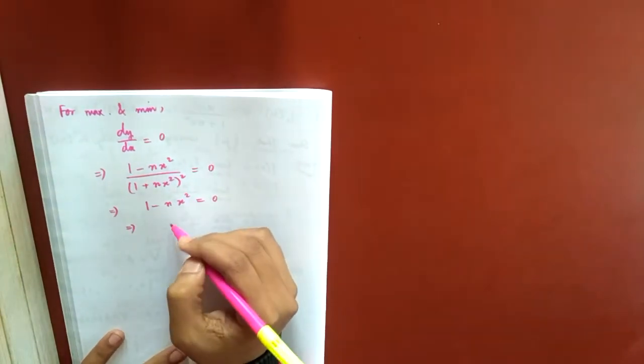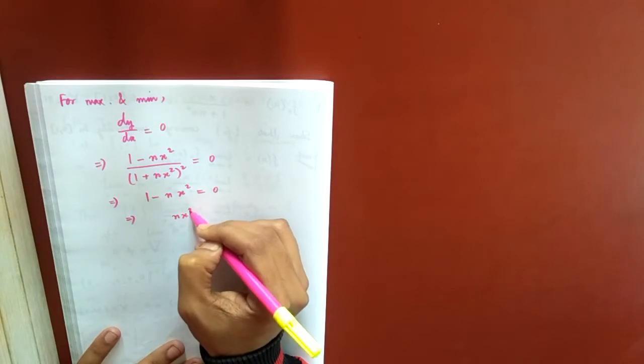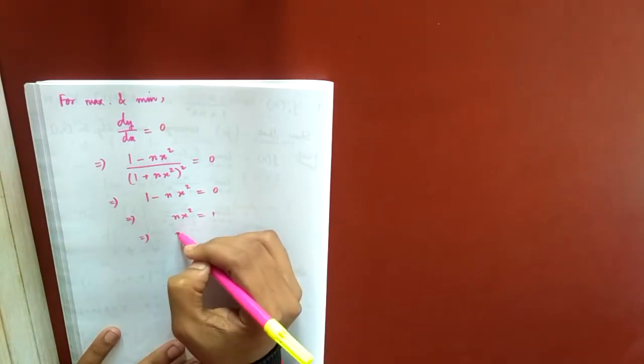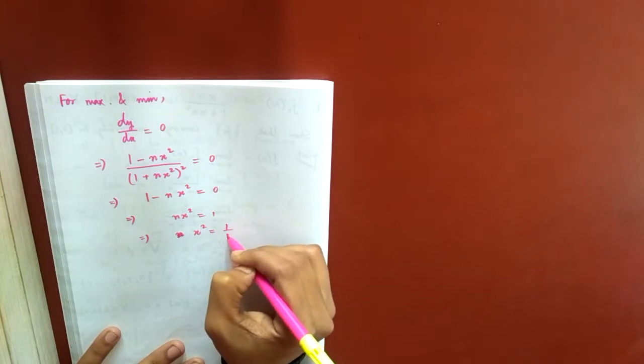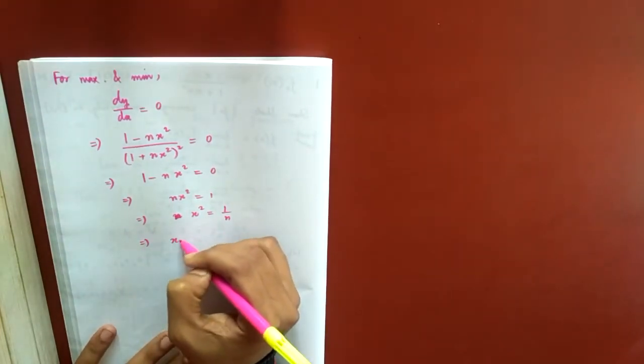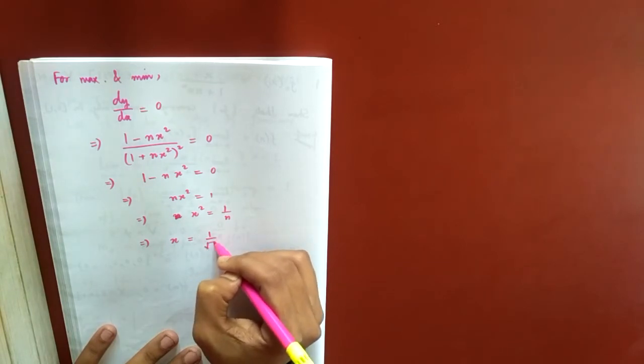The only possible thing is that the numerator can be 0. That means nx² equals 1. That means I have to find x. x² equals 1 by n. So x equals plus minus 1 by root n. Okay, x will be plus minus 1 by root n.